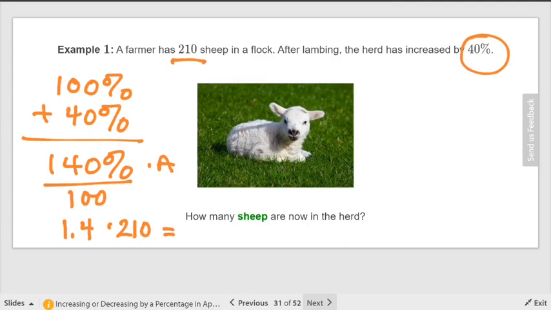And 1.4 times 210 gives me 294 potatoes. There you go. Don't forget your units. Feel a little better, a little worse, don't care? Okay. How's it feel?